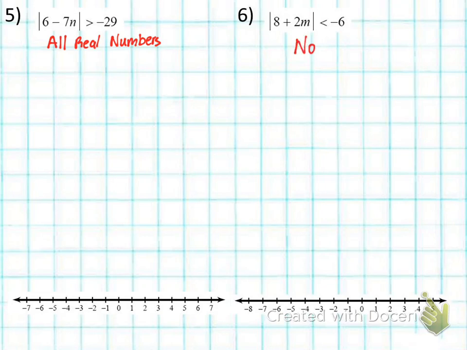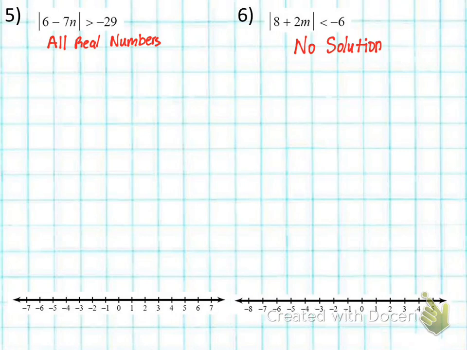So that's all we do? Do you do this on all the problems, though? When do you know to do it? When there's a negative sign here. So you kind of have to think about the concept of absolute value. Look at the sign. If it's less than a negative, then it's no solution. If it's greater than a negative, then it's all real numbers. Whenever you see a negative sign, look at the inequality.